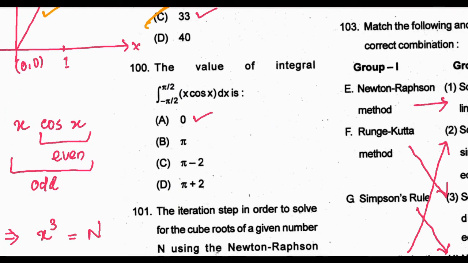The value of the integral from minus pi by 2 to pi by 2 of x cos x is equal to 0, because x cos x is an odd function.